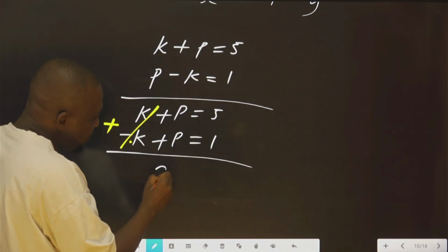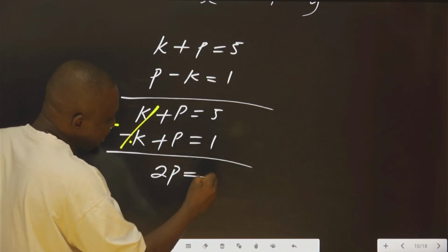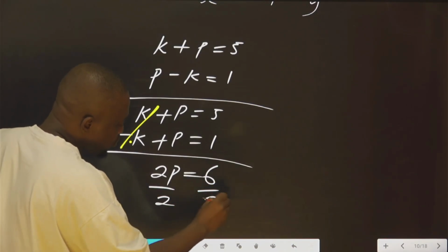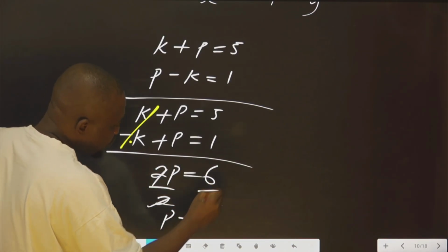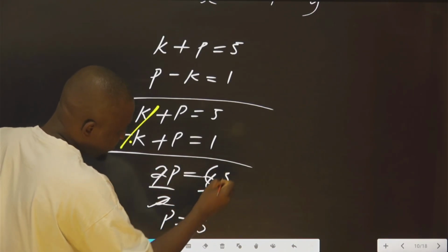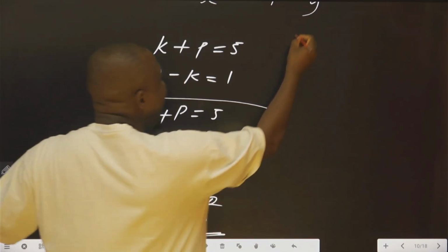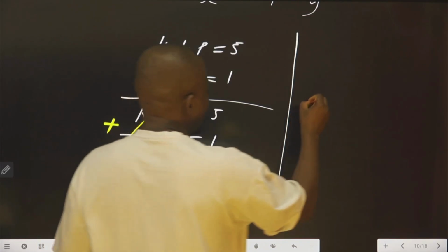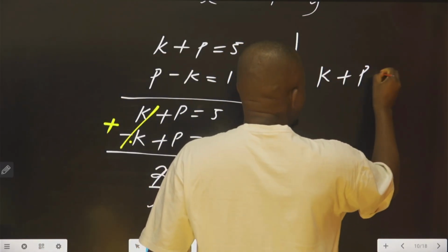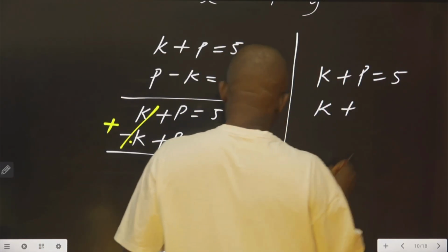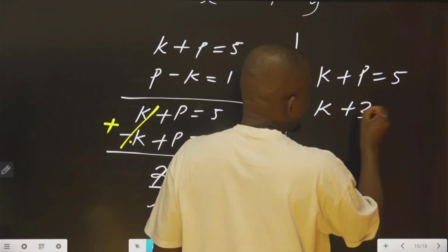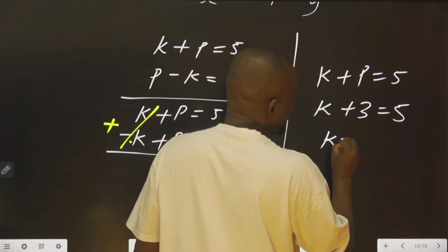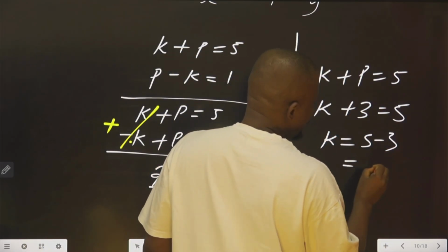If we add this one, it gives us 2p equals 6. Dividing both sides by 2, p therefore is equal to 3. Okay? P is 3. Now, with any of these, we can find k. Let's use the first one. k plus p equals 5. What is p? p is already 3, so k plus 3 equals 5. k therefore is 5 minus 3, which will give us 2.